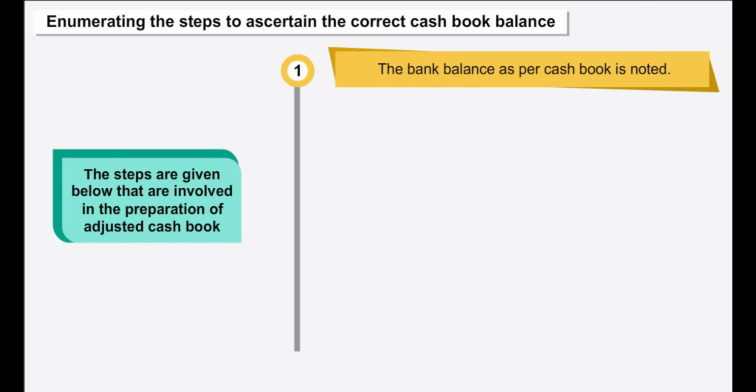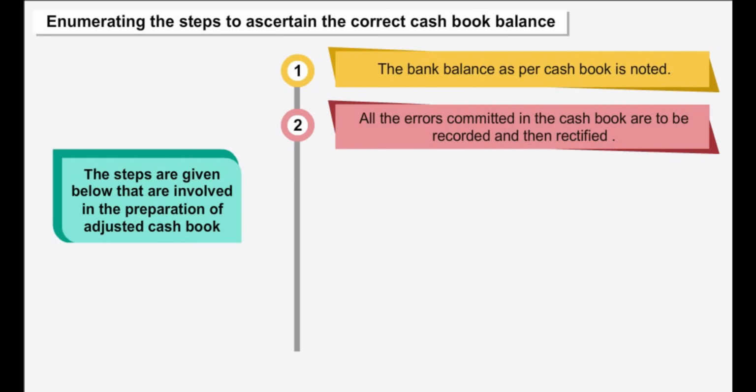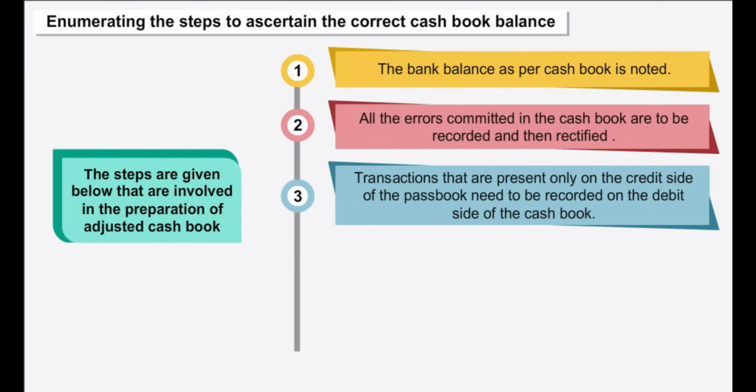Enumerating the steps to ascertain the correct cash book balance. Most of the transaction items which generally cause differences between the balances appear only in the passbook. Such items are recorded in the cash book first and then the bank reconciliation statement is prepared. The steps involved in the preparation of adjusted cash book are given below. 1. The bank balance as per cash book is noted. 2. All the errors committed in the cash book are to be recorded and then rectified. 3. Transactions that are present only on the credit side of the passbook need to be recorded on the debit side of the cash book.